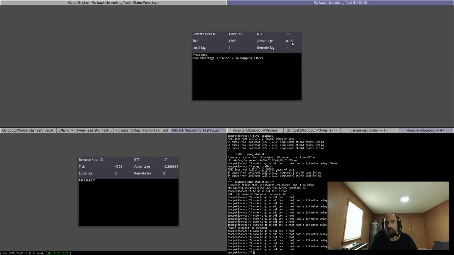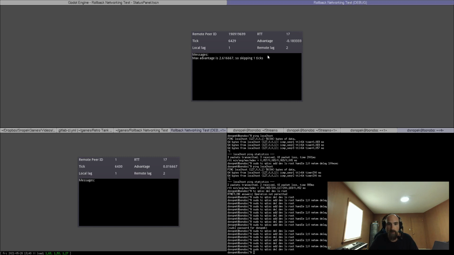The advantage is using those numbers to see how many frames ahead of us, or actually, let me think about how this works. It's how many frames behind us the peer is, because being behind gives you an advantage because you're predicting fewer frames. And it's this advantage number that it's using to decide when to skip a frame.